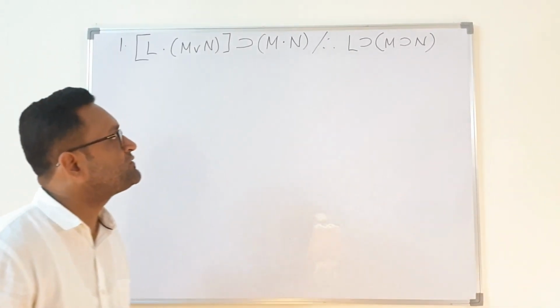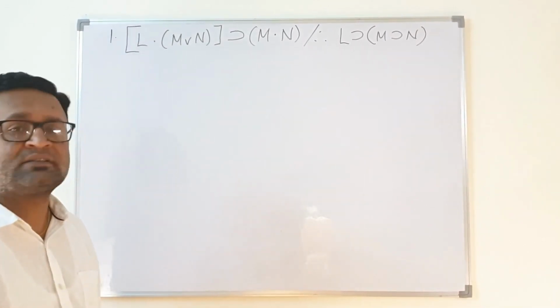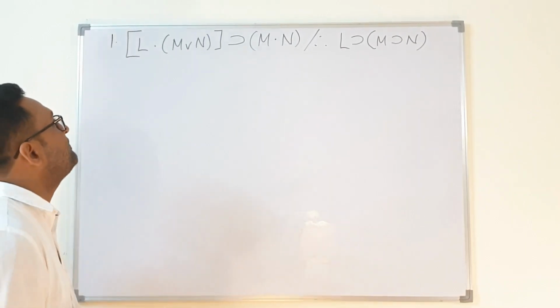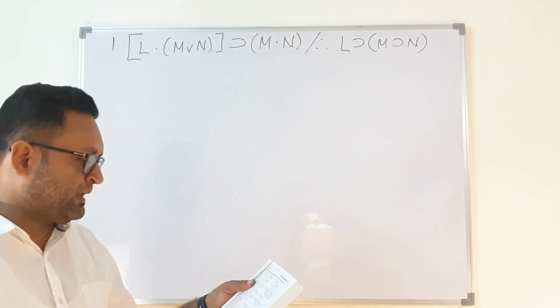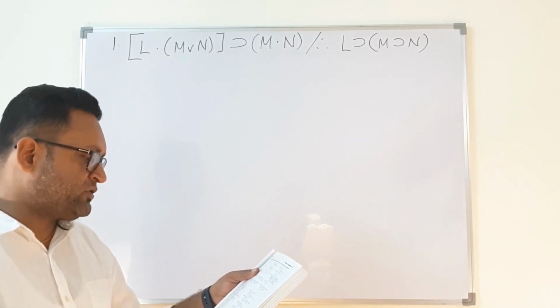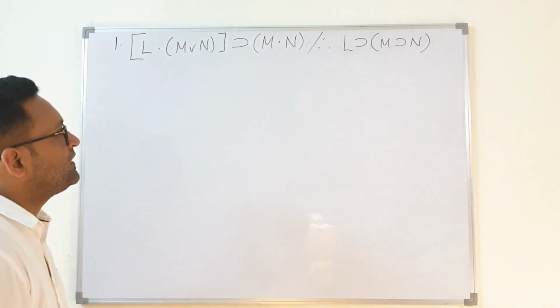So I have chosen the first question for you as L dot m wedge n implies m dot n. This is just a single line number question that you have only one premise, and the conclusion says L implies m implies n. This is question number 19 in your book. So let us try to solve it.